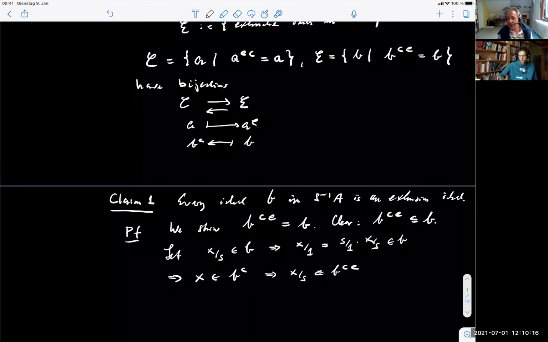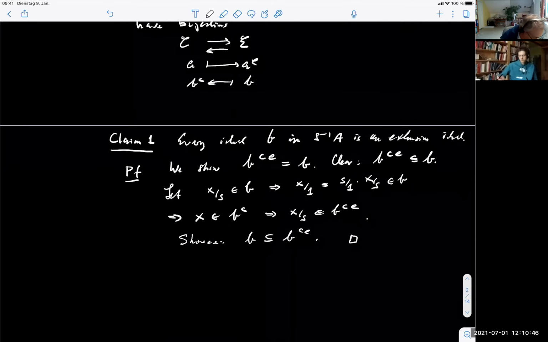So I have B contracted. Well, if you go to the extension idea, you allow multiplication with any elements of S to the minus 1 A. So you can multiply with 1 over S. So I'm done. So I showed B is here, and therefore equality. You see, it's a rather trivial argument, like all these arguments.